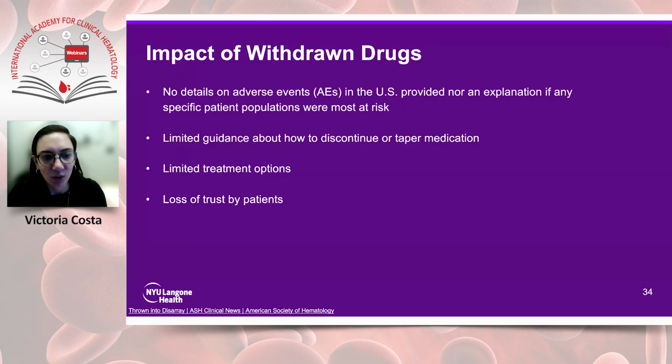And how do you handle this? So some literature I read felt the limited details on adverse events were provided, and there wasn't an explanation of who really was at most at risk, and limited guidance about how to discontinue or taper the medication in individuals that were on it and now that needed to be addressed. Once you took them off it, there were limited treatment options and ultimately led to loss of trust by patients.